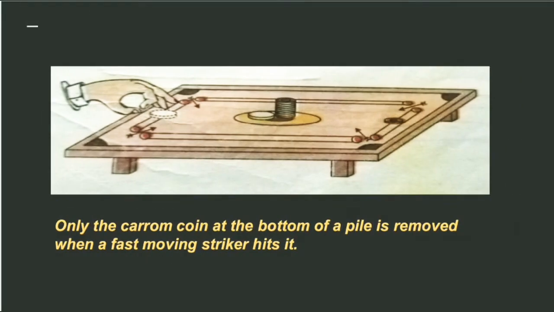We see a pile of similar carom coins on the table. Using the striker, if a sharp and strong horizontal hit is given at the bottom of the pile, then the lowest coin moves out quickly and all the other coins fall vertically on the table. This is because of inertia.